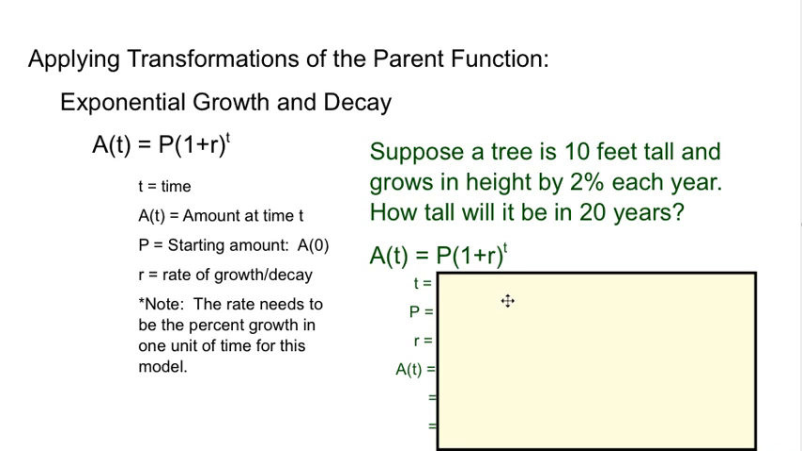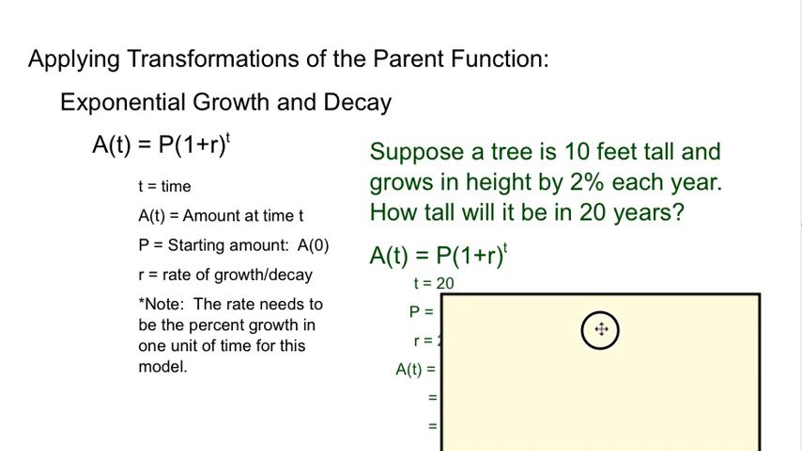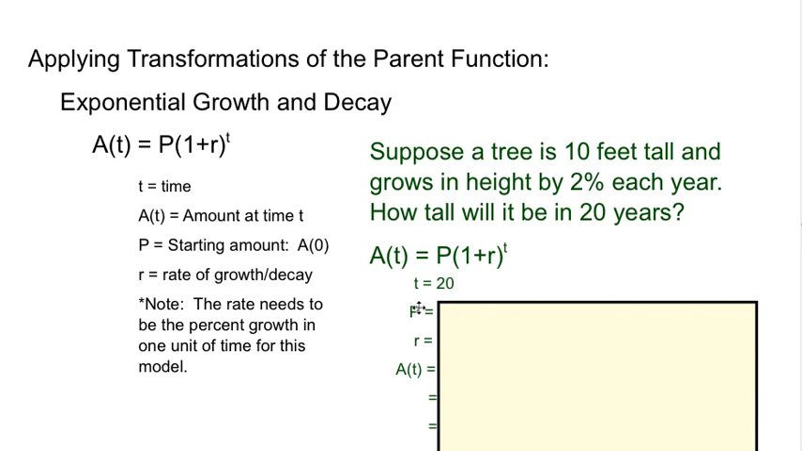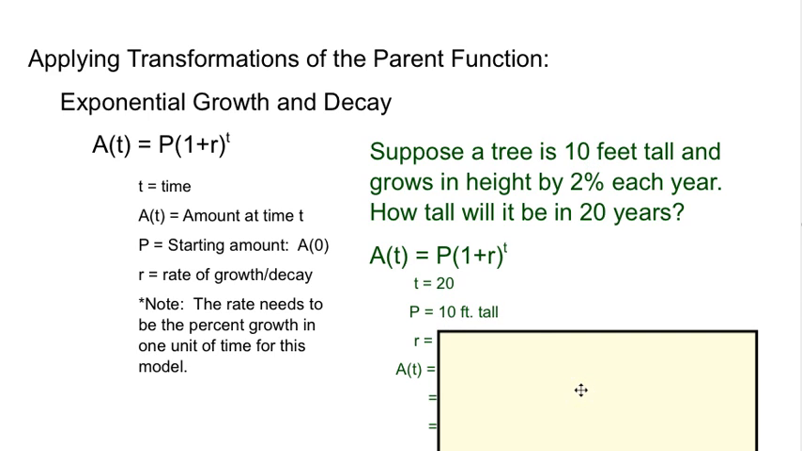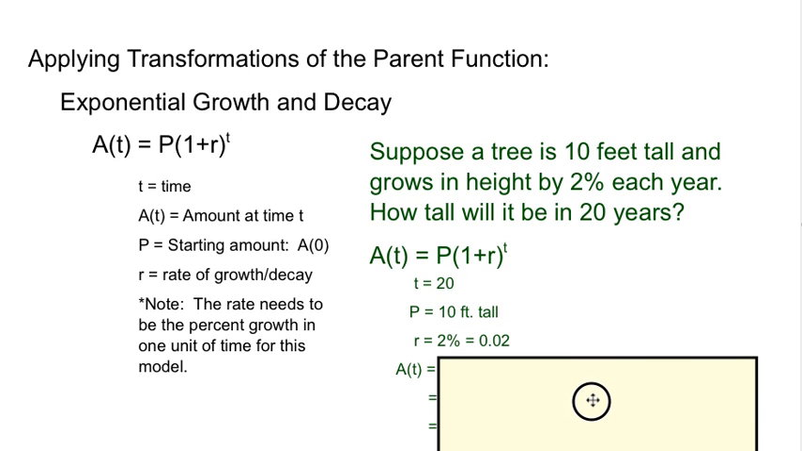Well, if we start with our basic model, we need to identify our variables. The time frame we're looking at is the time of 20 years. P, the starting amount, in this case the starting height, is 10 feet tall. Now, obviously, the tree was shorter at one point, but we're starting the time today. So 10 feet tall would be P. And then the rate is 2%. So we would plug it in as a decimal of 0.02.